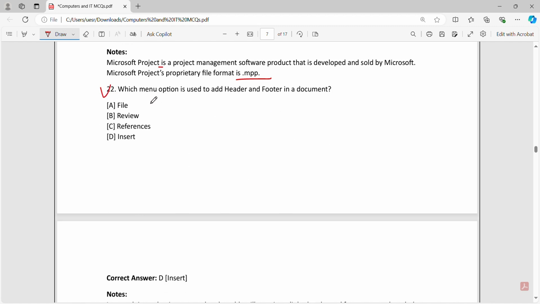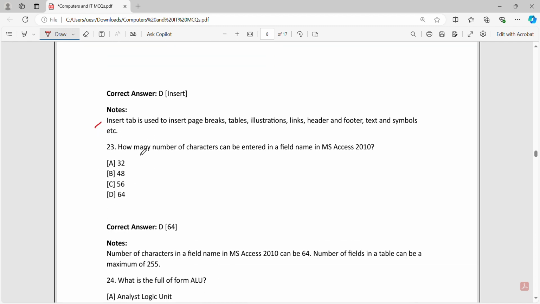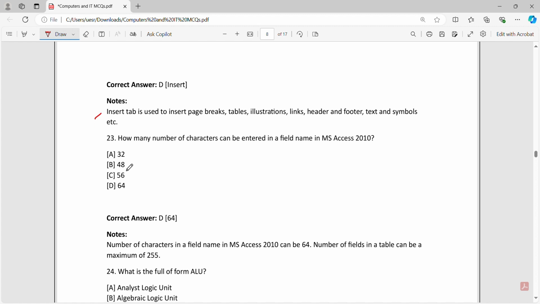22nd question. Which menu option is used to add header and footer in documents? So answer is D, insert. So the insert tab is used to insert page breaks, tables, illustrations, links, header, footer, text, and symbols, etc.